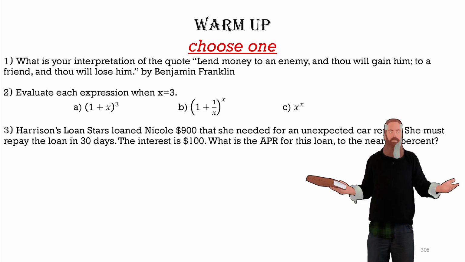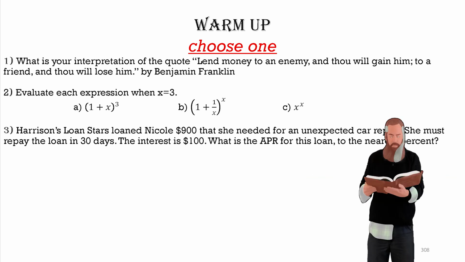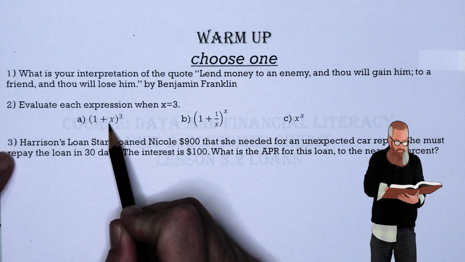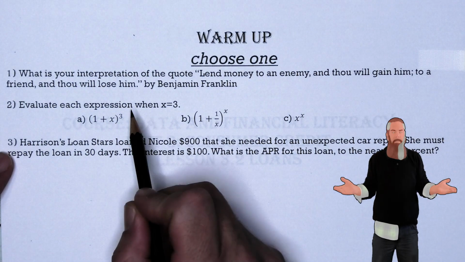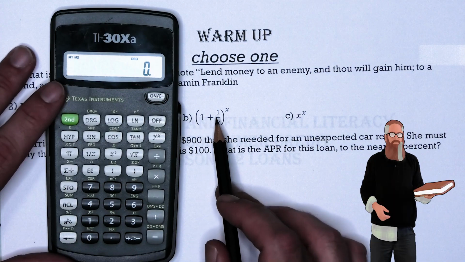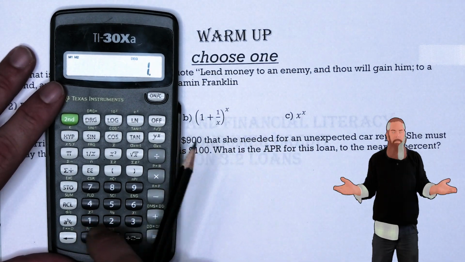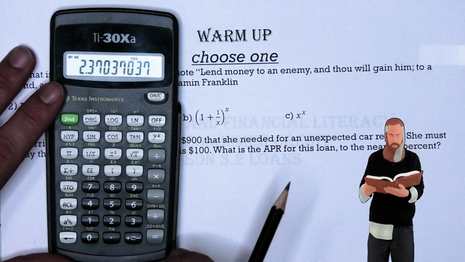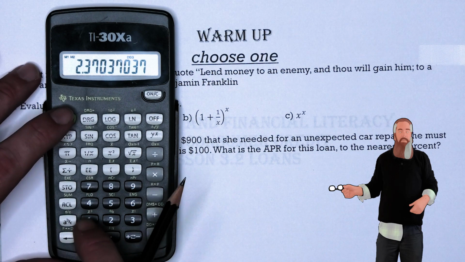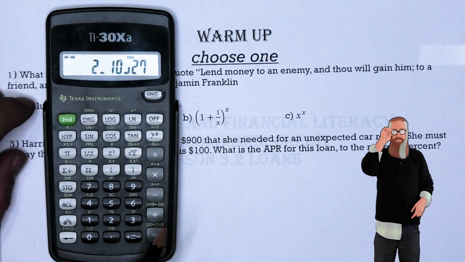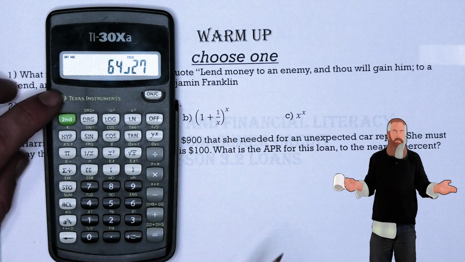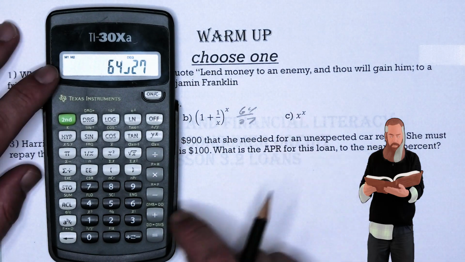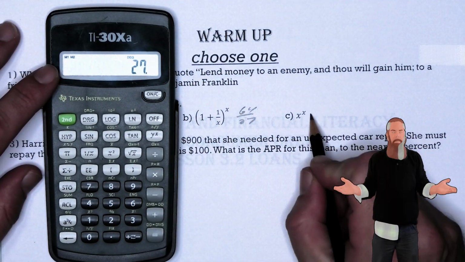To make sure we're ready, let's do warm-up number 2 and evaluate each expression when x is 3. So 1 plus 3 is 4, and 4 to the third power is 64. 1 plus 1 over 3 is 1 1/3, raised to the third power is 2.3 something that goes on. Second left arrow to turn that into a fraction, second the ABC button, and we get that is 64 over 27. And 3 to the third power is 27.